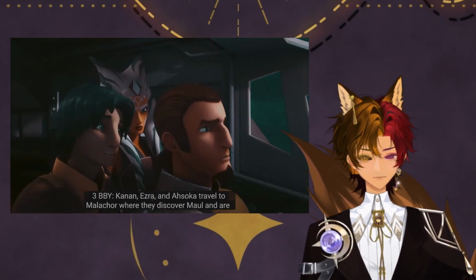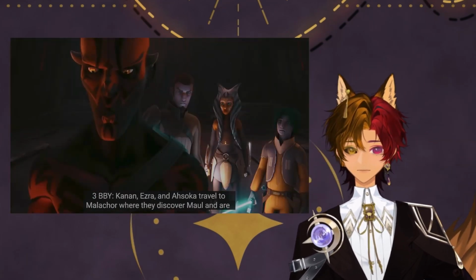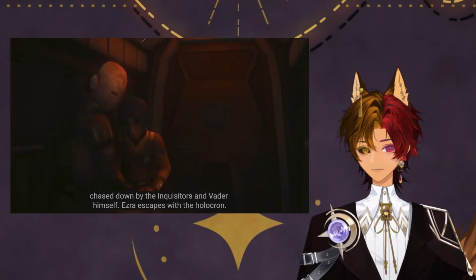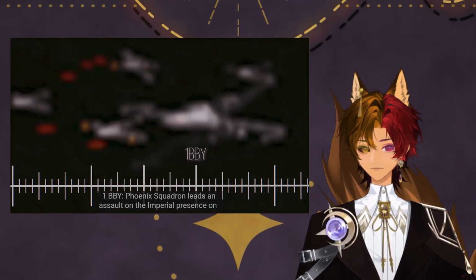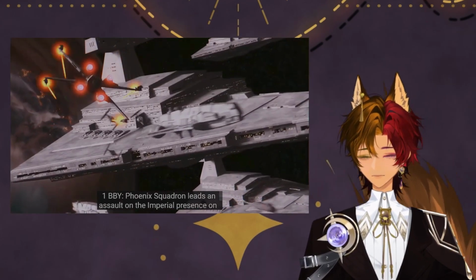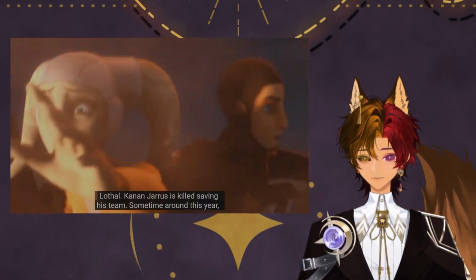3 BBY. Kanan, Ezra, and Ashoka travel to Malachor where they discover Maul and are chased down by the Inquisitors and Vader himself. Ezra escapes with the holocron. 1 BBY. Phoenix Squadron leads an assault on the Imperial presence on Lothal. Kanan Jarrus is killed saving his team.